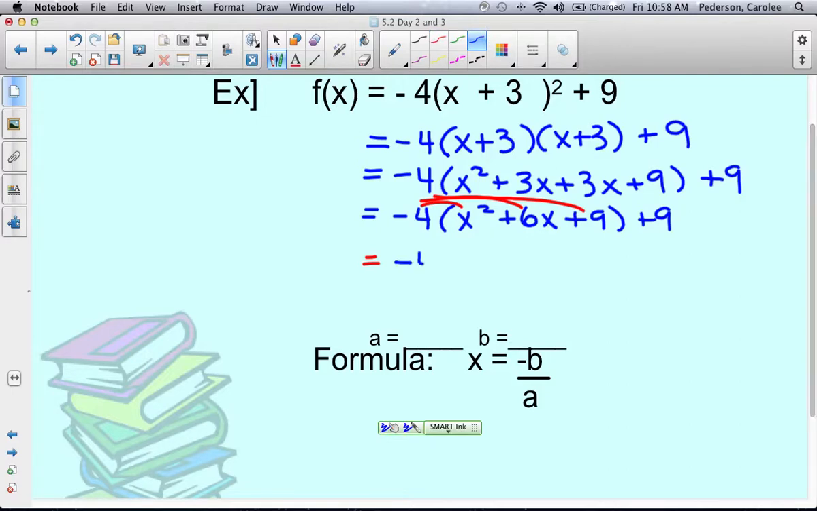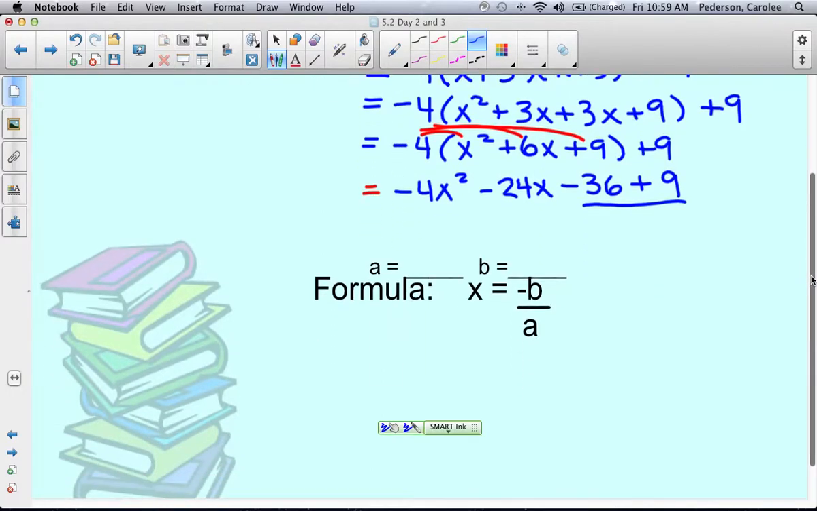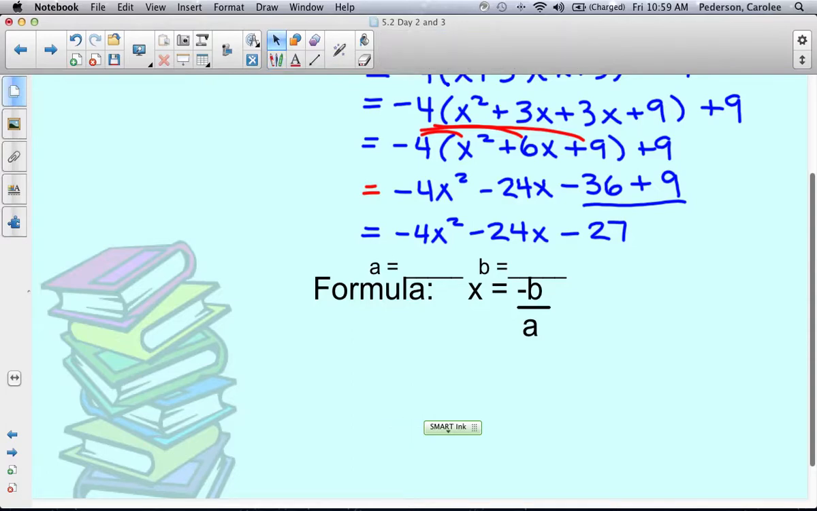So we get negative 4x squared, negative 24x, negative 36. And then we're going to add the 9 at the end. Now we have one more pair of like terms at the end. Negative 36 plus 9. So negative 36 plus 9 is negative 27. So now we have an equation converted out of vertex form to standard form.